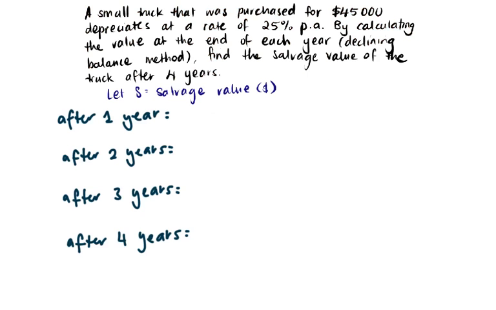I'm going to do an example now. It says a small truck that was purchased for $45,000 depreciates at a rate of 25% per annum. By calculating the value at the end of each year using the declining balance method, find the salvage value of the truck after 4 years. And for this example, we're going to let S equal the salvage value.